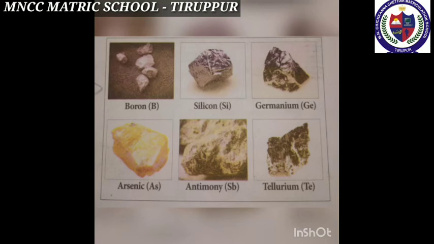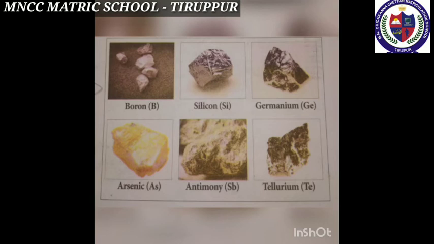Next one is metalloids. What are metalloids? Metalloids exhibit the properties of both metals and non-metals. Silicon, arsenic, antimony and boron are some examples of metalloids.